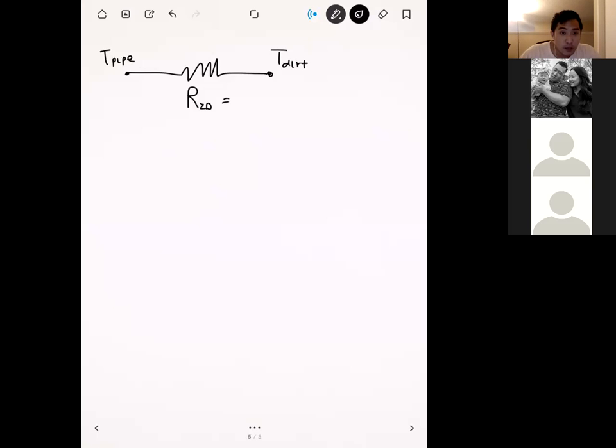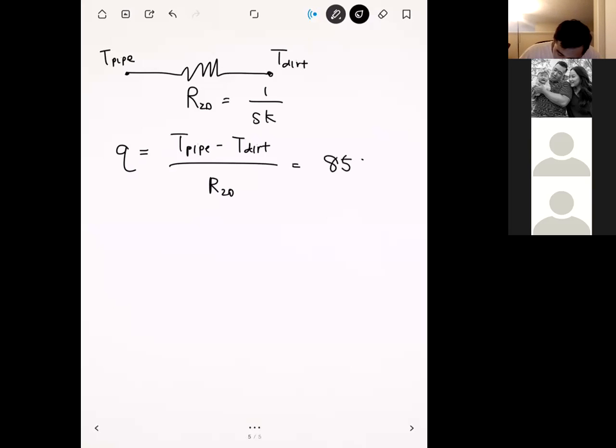And so we know the 2D resistance here is going to be 1 over S times K. And so Q here is going to be T pipe minus T dirt, simply the temperature difference between the nodes in our circuit divided by R2D. And so if we plug in everything from the problem, what we get is 859.6 watts.